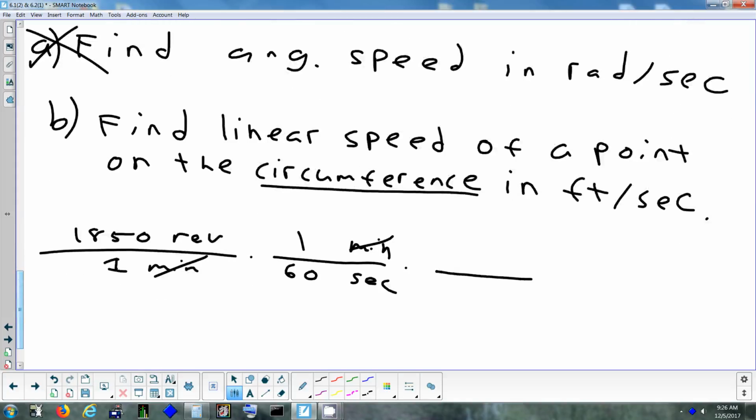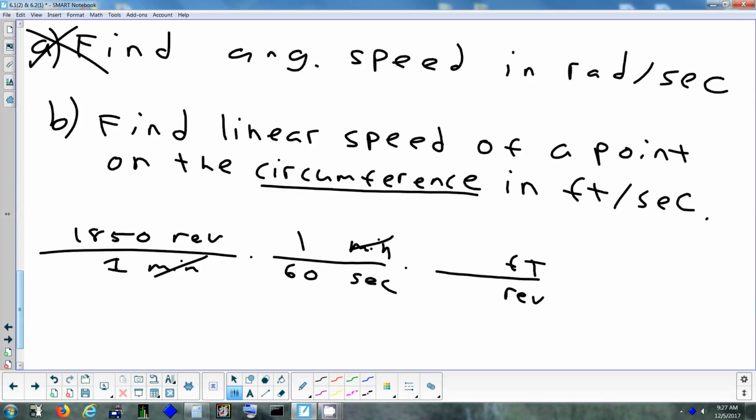Now we want to change revolutions to feet. Even if we don't know the conversion yet, where would revolutions go? Yep. Would go on the bottom. Feet would go on the top. Now, this is the kind of conversion that's a little different. There's always 60 seconds in a minute. There's always 60 minutes in an hour. There's always 24 hours in a day. Those kind of conversions, they never change.